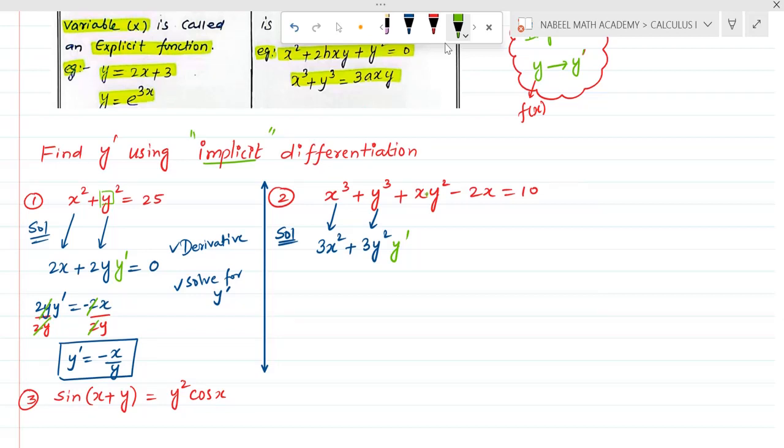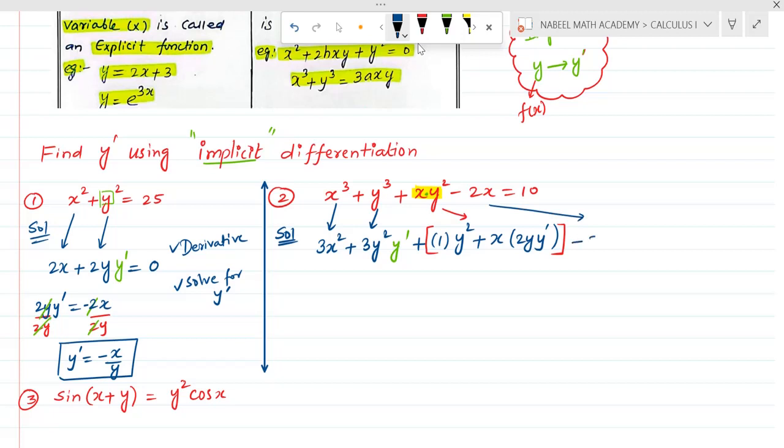Now when you come to the next part, the x and y are in a product, therefore you have to use the product rule. What is the product rule? Differentiate x, keep y squared fixed, plus keep x fixed and differentiate y squared, which is 2y y prime. This is the derivative of this term by the product rule. Now coming to the next one, it is minus 2, and the 10 becomes 0.